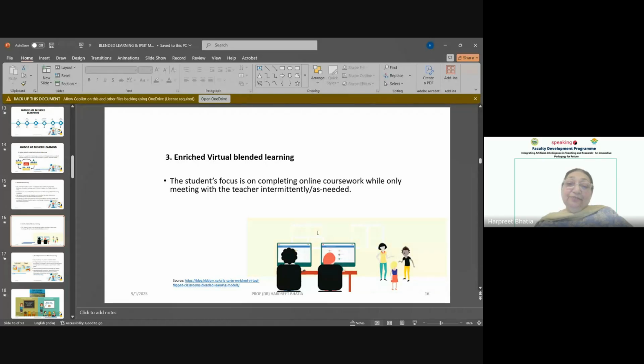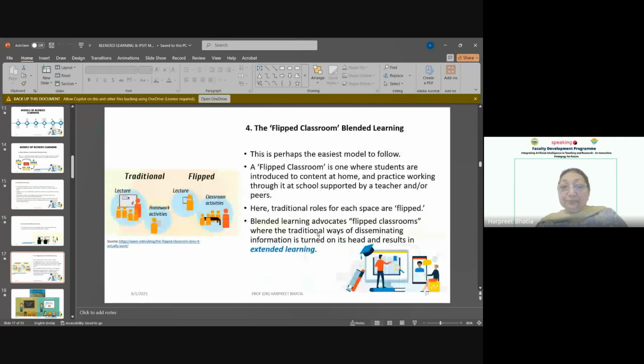Then we have the enriched virtual blended learning. As this term suggests, it's primarily virtual, and the teacher is involved only as needed, totally on a need basis. Otherwise, the student works on their own. The directions and instructions for the information they need to gather are given by the teacher, but the student does the entire activity on their own. Most of it is done virtually.